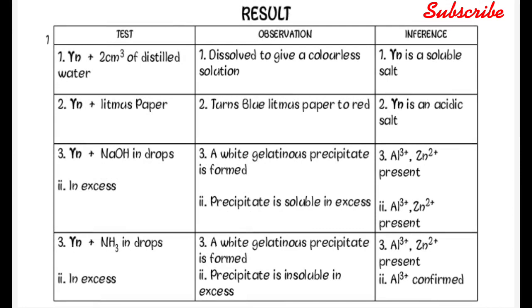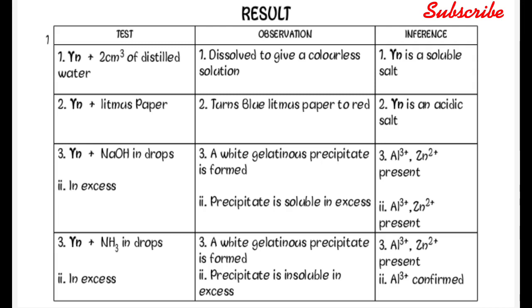We start with Yn, which is aluminum chloride. So number 1, Yn plus 2 cm³ of distilled water. The observation, it dissolved to give a colorless solution. Inference, Yn is a soluble salt. Number 2, Yn plus litmus paper. It turns blue litmus paper to red. Yn is an acidic salt.